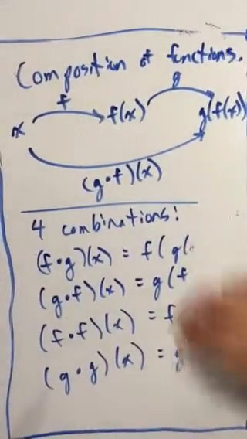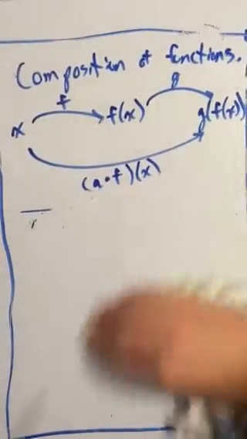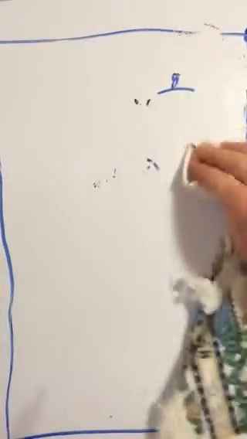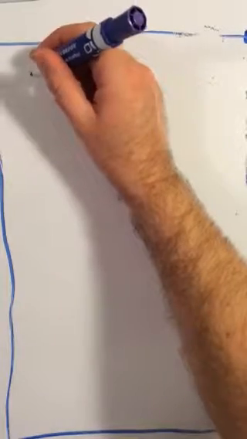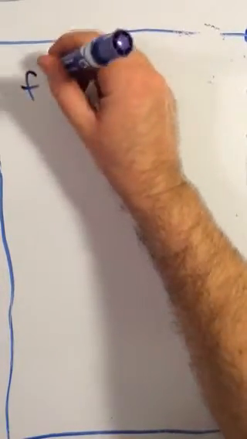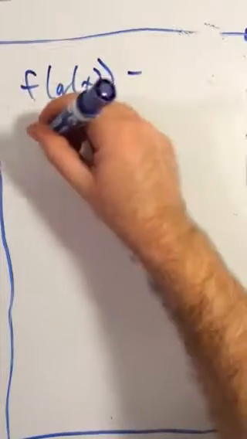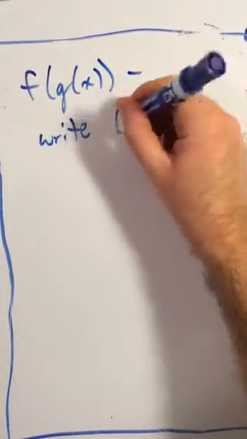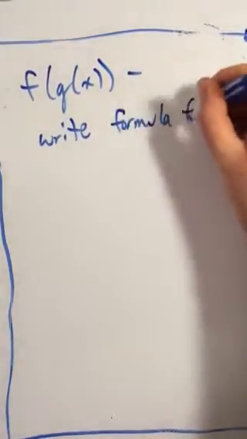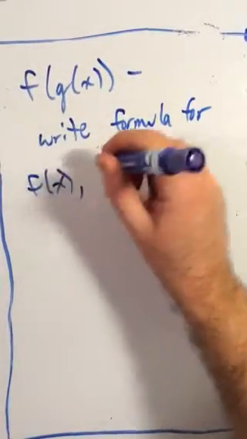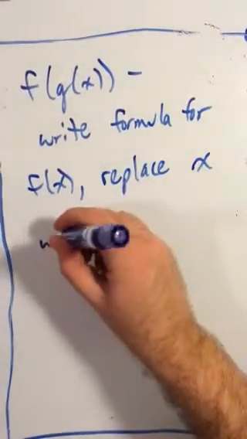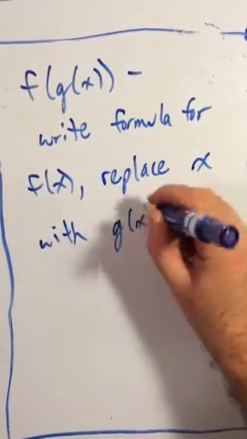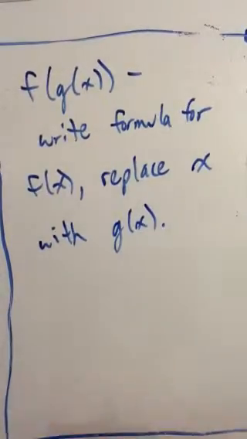So how do you actually go about evaluating these things? Now we had the idea that we are plugging one value into another. So the way to get a formula for it is to plug one function into the other. That is, to get f of g of x, we're going to write down the formula for f of x. And every place there's an x, we're going to replace x with g of x.